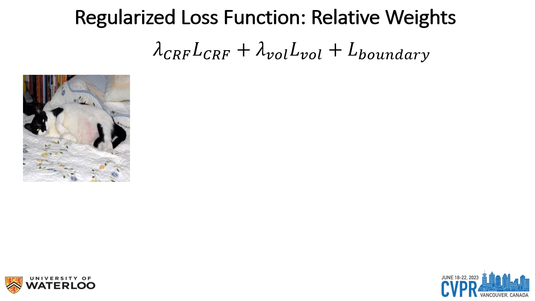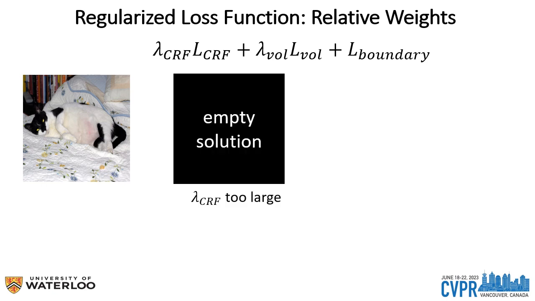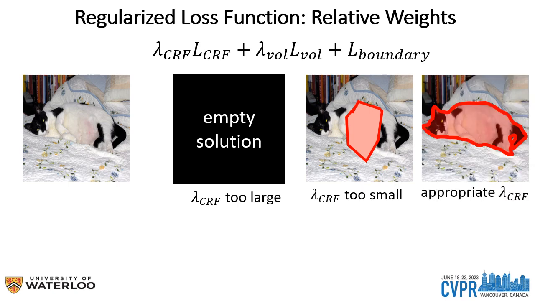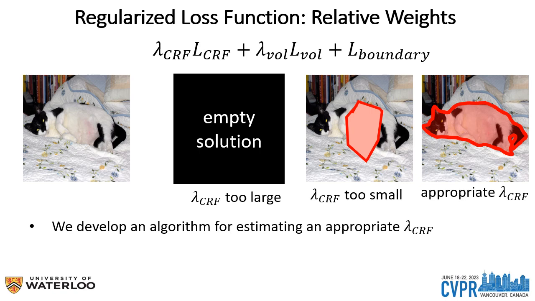The relative weight between the CRF and volumetric loss is very important. If the CRF loss weight is too large, everything gets assigned to the background, giving us an empty solution. If the CRF loss weight is too small, we will get solutions which do not follow image edges very well. Thus, it's important to assign an appropriate CRF loss weight, and the best weight is image dependent. We develop an algorithm for estimating the CRF loss weight for each particular test image. This is done by ensuring that the CRF loss weight is large, but not so large as to get an empty solution.